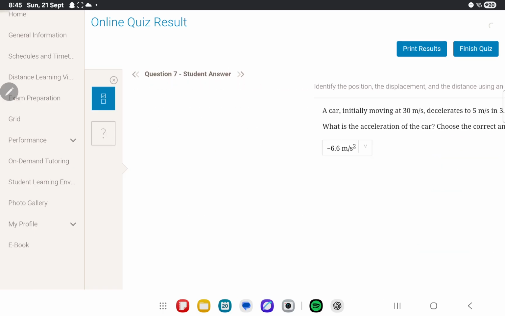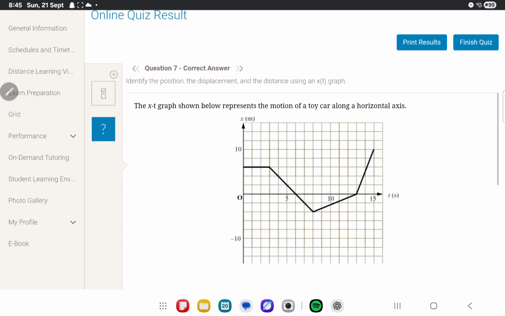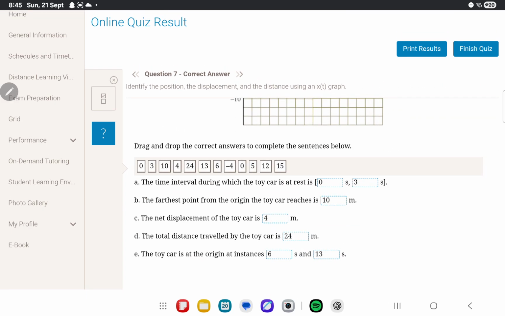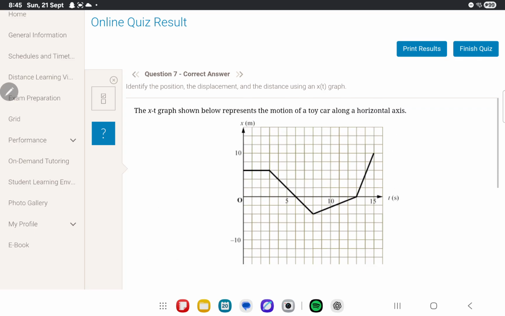Question 7. Okay, so the time interval during which the toy car is at rest. At rest means there is no change in position. So this x is constant, right? That means a flat line on an x-t graph. If it was a v-t graph, then it would be where the tangent is flat. So here, for example, if this was a v-t graph, it would be this point here, because the tangent to it is flat.